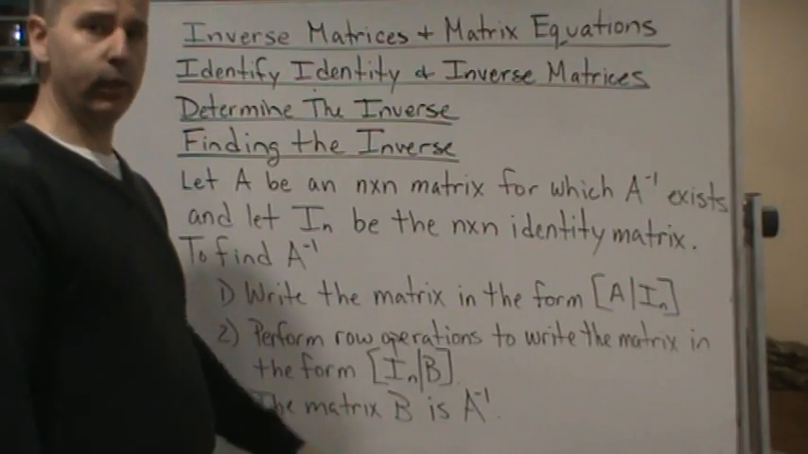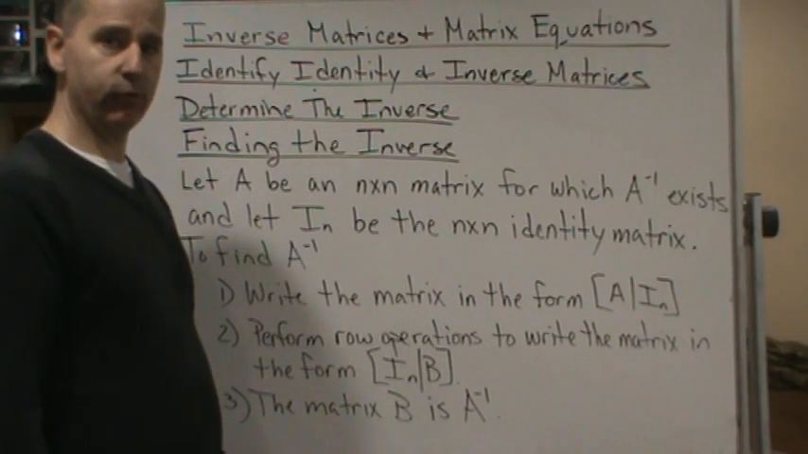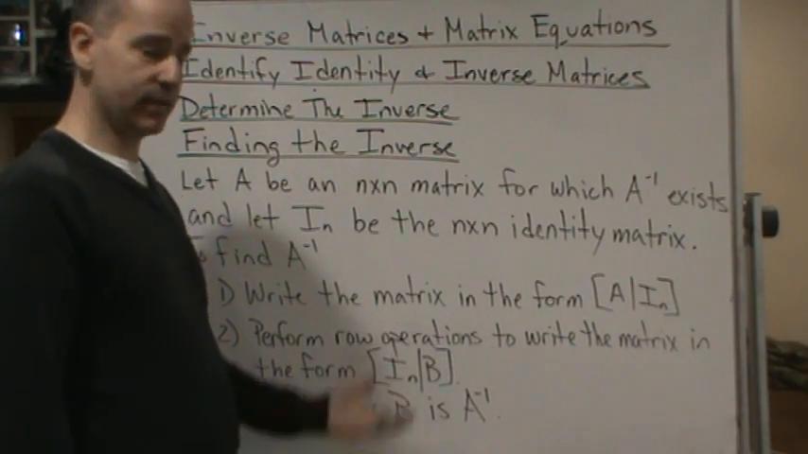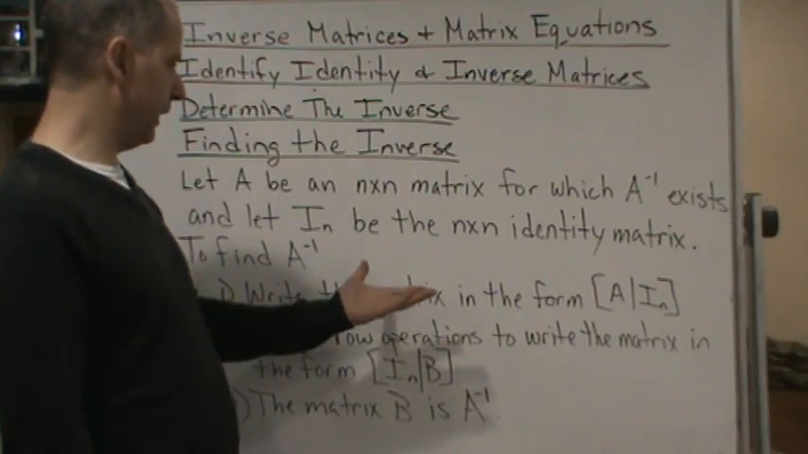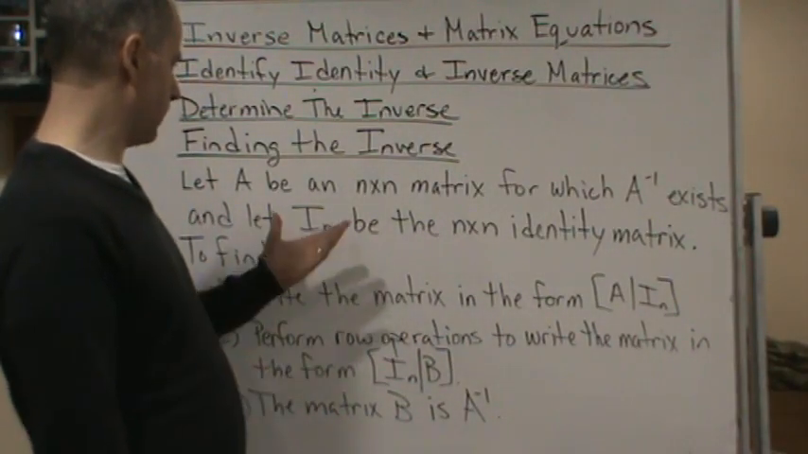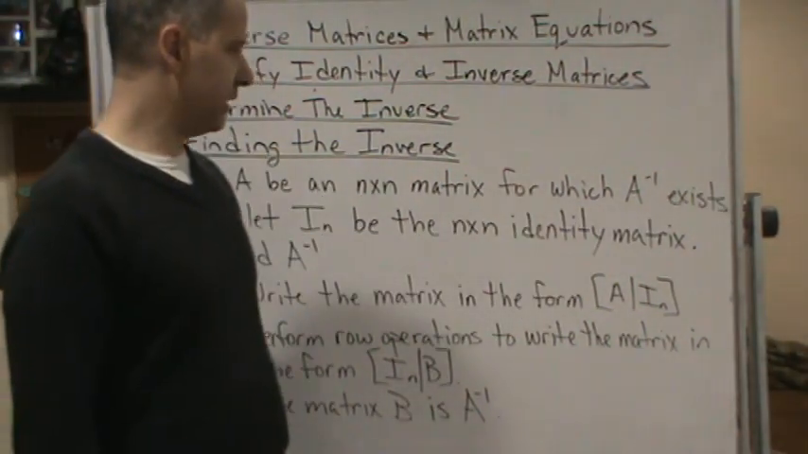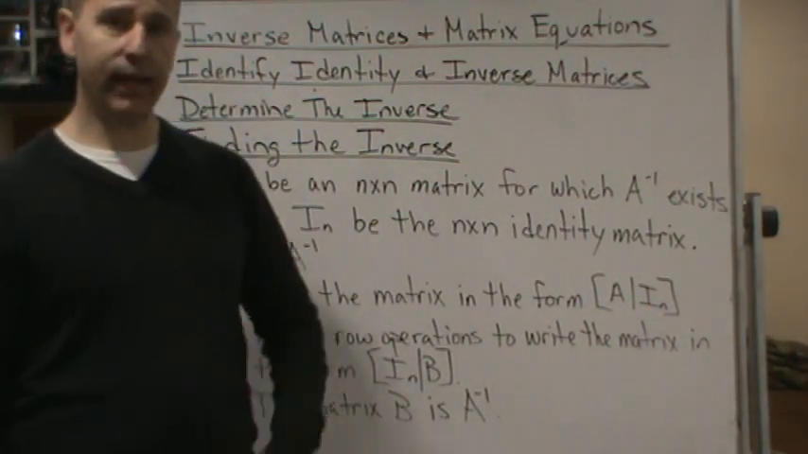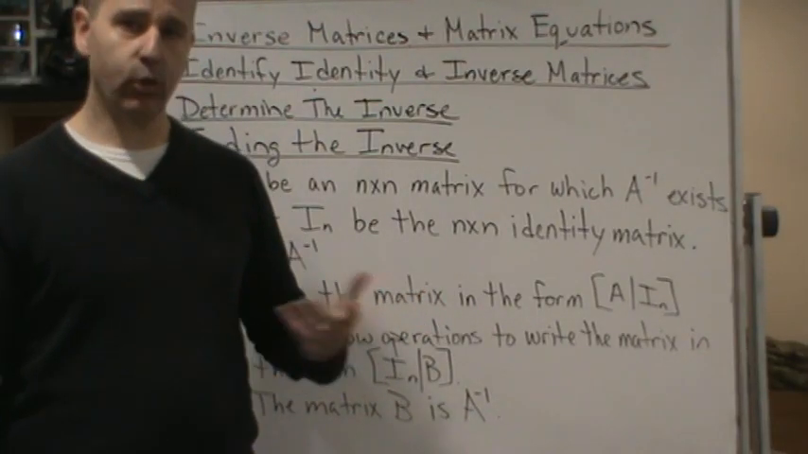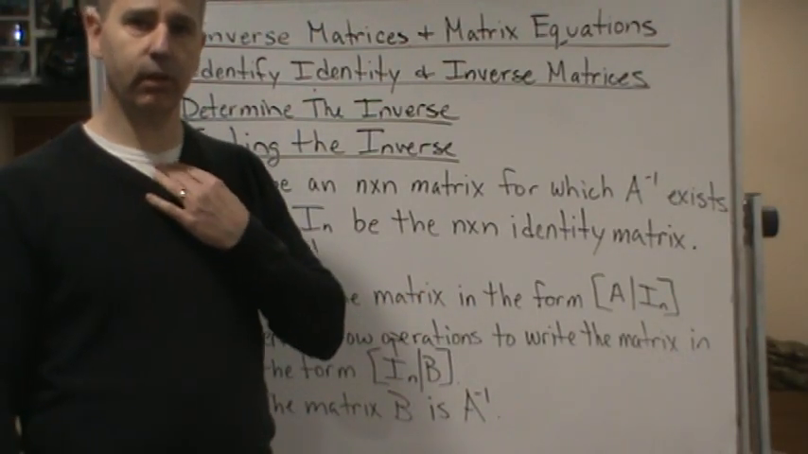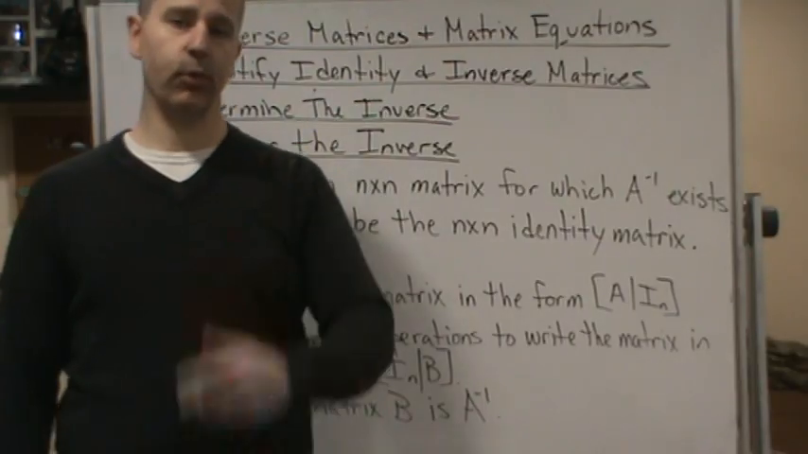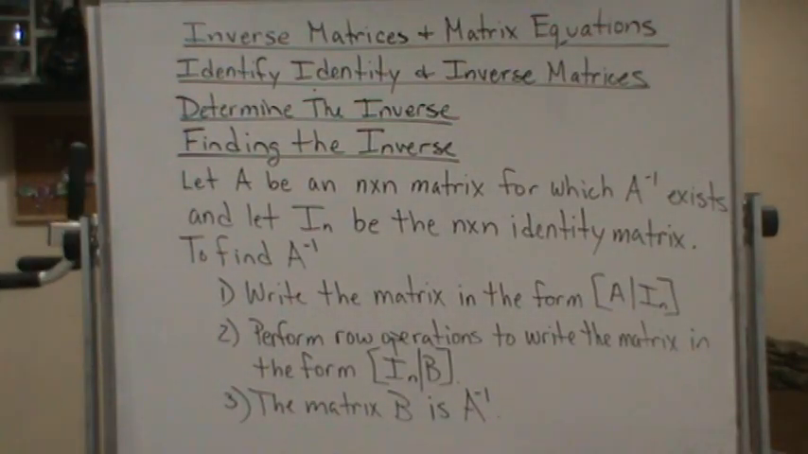So now what we're going to discuss is, how do you know if the inverse exists or not? Because we keep saying if the inverse exists, or for which A inverse exists. That begs the question, when does an inverse exist? That's what we're going to talk about next. Or how do we know when it doesn't exist?